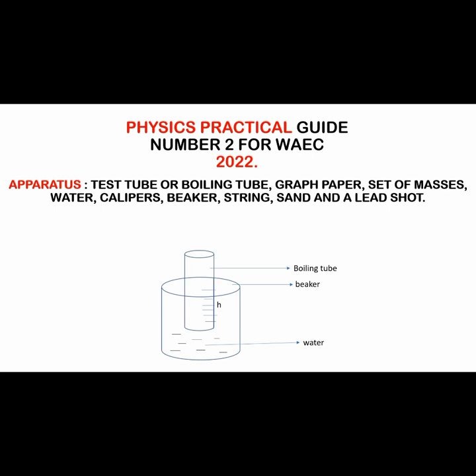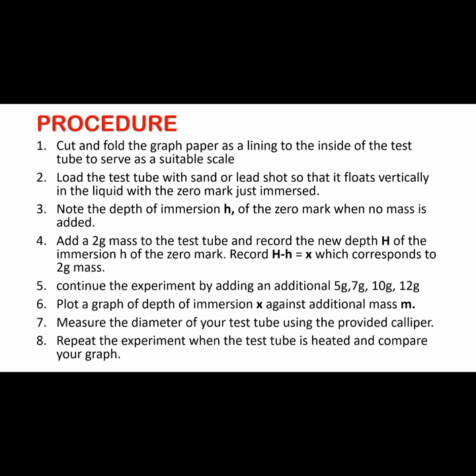Now I'm going to take you through the procedure for you to know the steps you have to follow. But you must be very careful and pay attention to this video. Now you cut off the fold graph paper as a lining to the inside of the test tube to serve as a suitable scale. Load the test tube with sand or lead shot so that it floats vertically in the liquid with the zero mark just immersed. Note the depth of the immersion h of the zero mark when no mass is added.